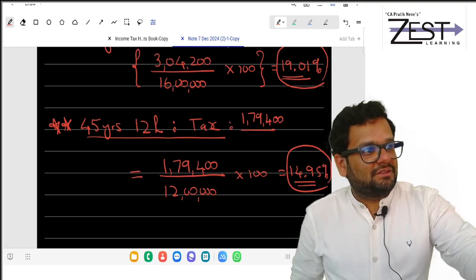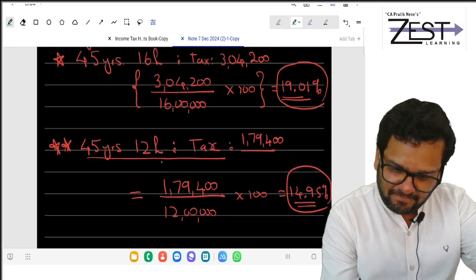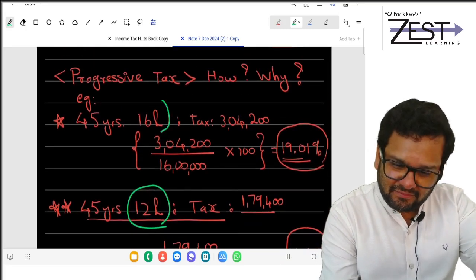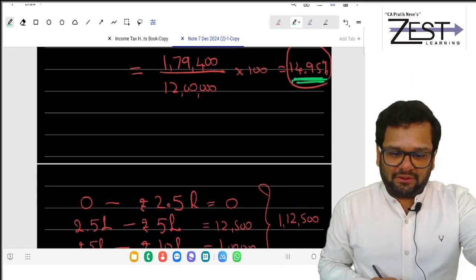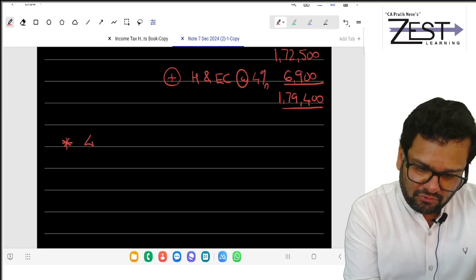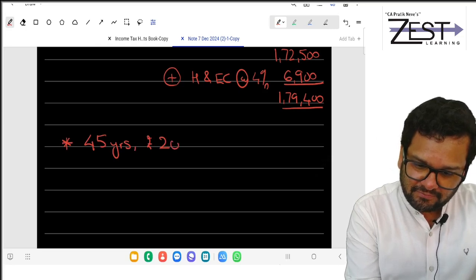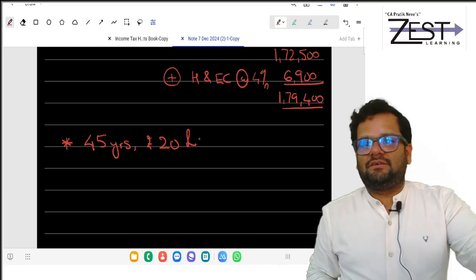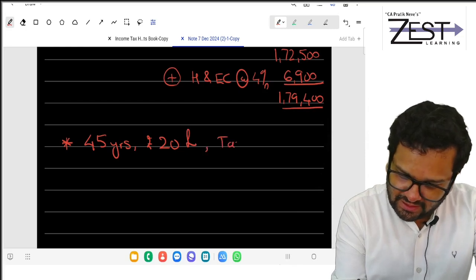Getting my point? At 12 lakhs, the effective rate of tax is 14.95, but at 16 lakh, 19%. Now let's do an experiment. 45 years, one more neighbor they have, same age. He is earning 20 lakhs. Now tell me, more the income, more the suffering. So you will tell me what is the tax now.